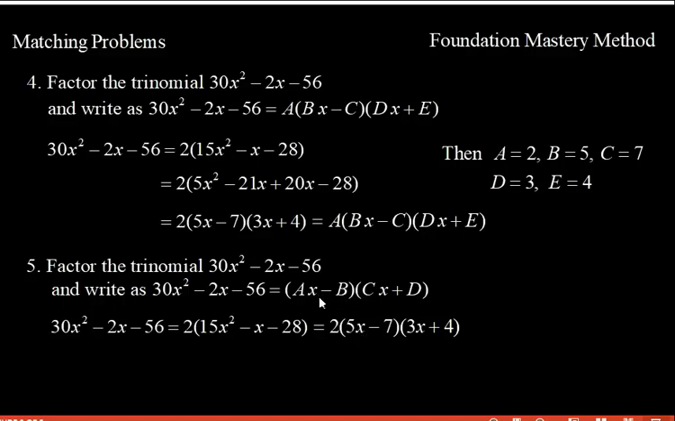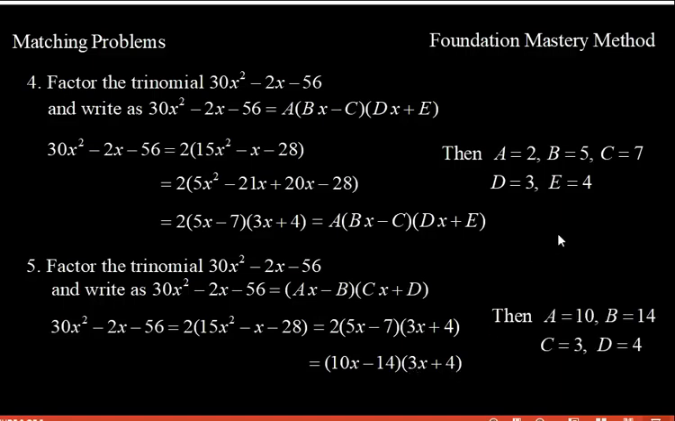Now since I do not have any factor outside, I need to distribute the 2 either in this form or this form. I'm showing the first one. So when you distribute 2, that will give you 10 here and 14 in here, like that. Now this one has perfect matching. Your a is 10, b is 14, c equals 3, and d equals 4. And we are done.